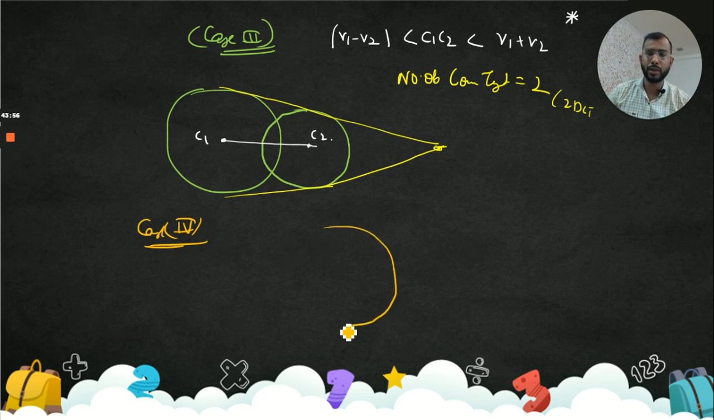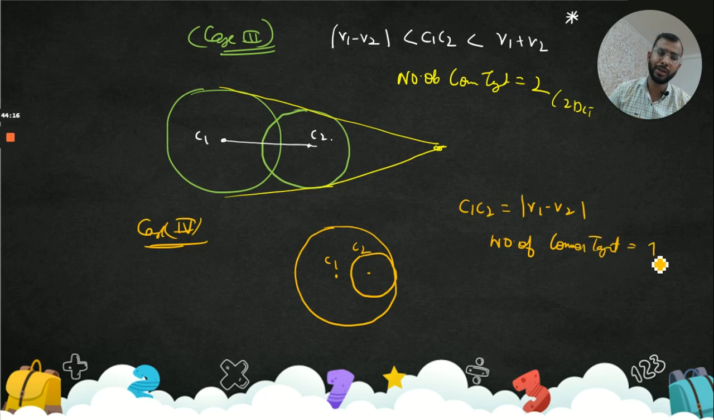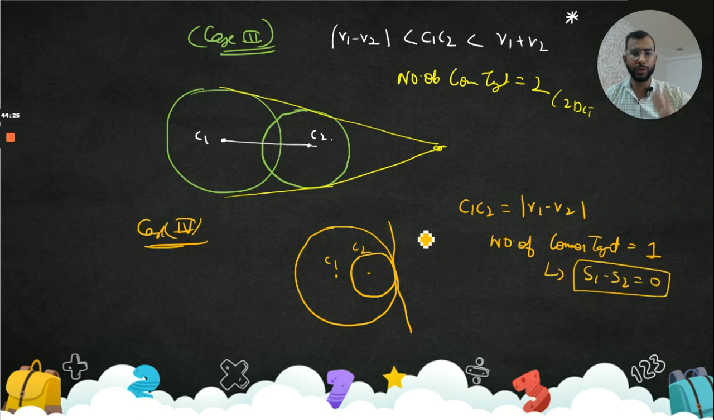Case 5 is: this is C1, this is C2. Case 5, C1 C2 is equal to modulus of R1 minus R2. Number of common tangents, let's see how many there will be. 1 only, which is this. And how can we find out its equation? S1 minus S2 equal to 0. S1 minus S2 equal to 0. How will we find this easily? Equation by case 1. Okay. Now see what happened.